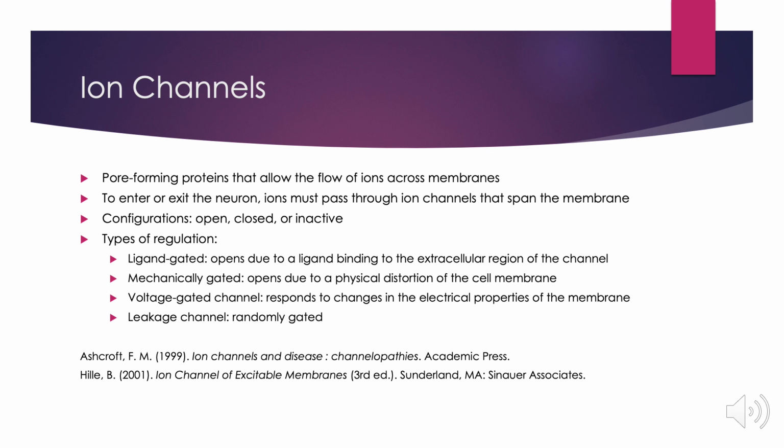An ion channel is a pore-forming protein that allows the flow of ions across membranes. To enter or exit the neuron, ions must pass through ion channels that span the membrane. Now there's 3 different configurations of ion channels. There's open, closed, and inactive.